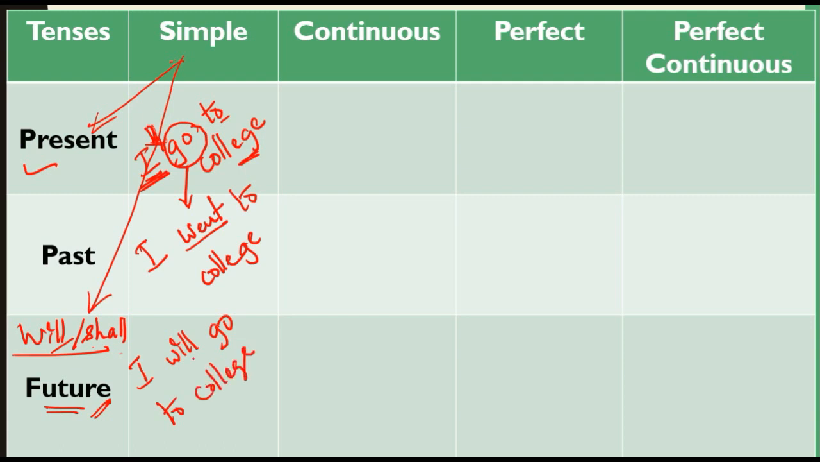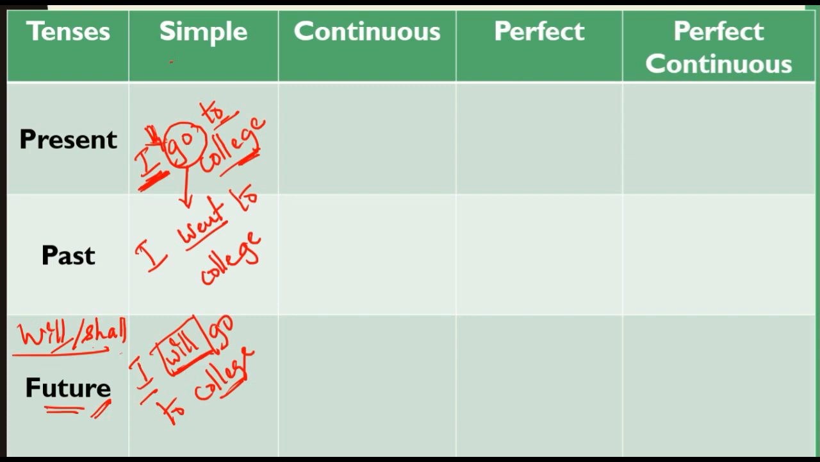Please pay attention. Apart from adding the word will, I have not changed anything in the sentence. I have kept I as I, go as go and college as college. Everything is as it is. The only addition I have made is the word will. So let's quickly look at all the simple tense sentences. I go to college. I went to college. I will go to college.